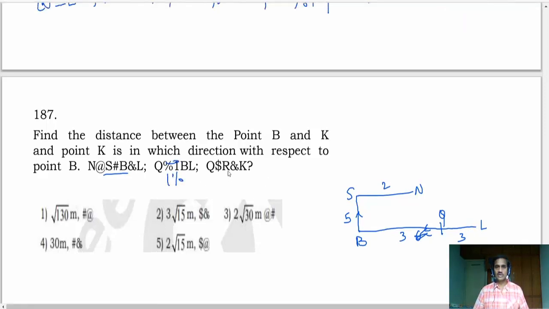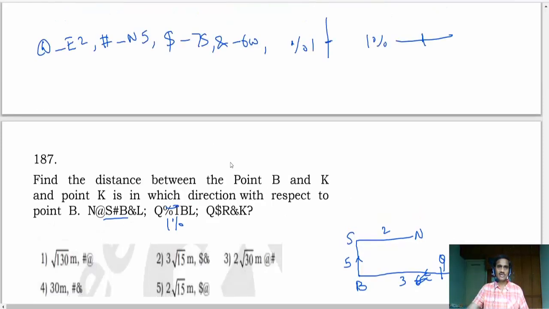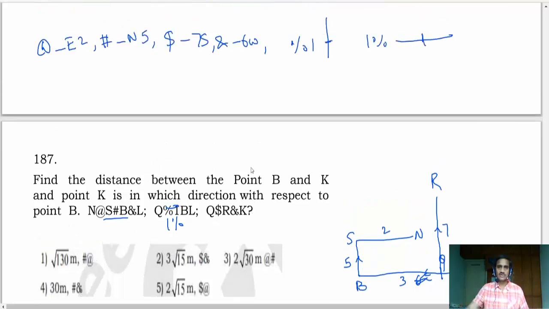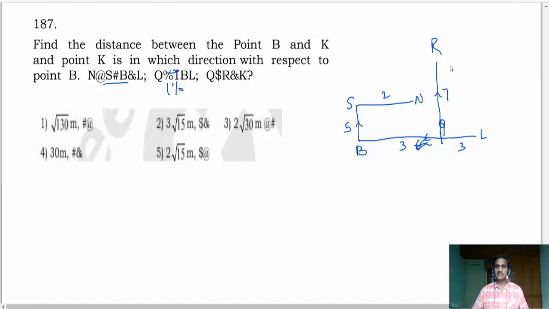Then next one, $R. What does $R give? Dollar stands for what? Dollar is 7. Q is 7 meters to the south of R, so from R we should write it like this. Now this is R, which is 7 meters. Q is 7 meters to the south of R, and R and K. And ante west. How many? 6 meters. R is 6 meters to the west of K. R is 6 meters to the west of K. This is C. From here to here it is 3, and from here to here it is 3.